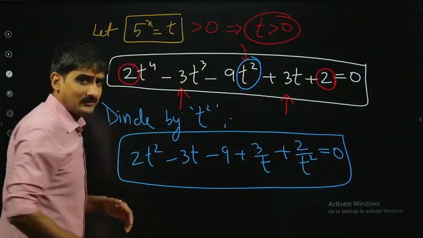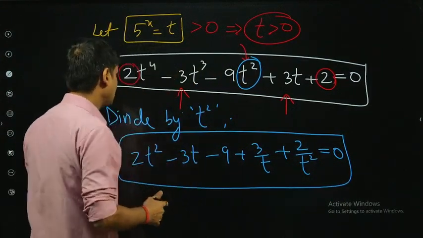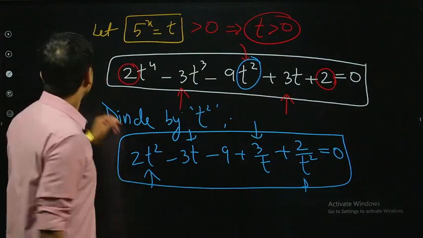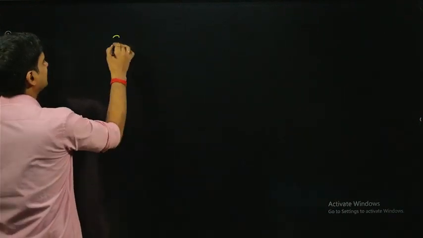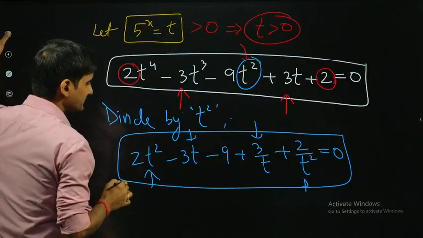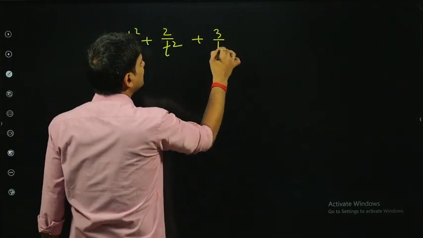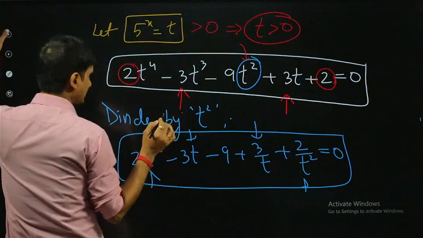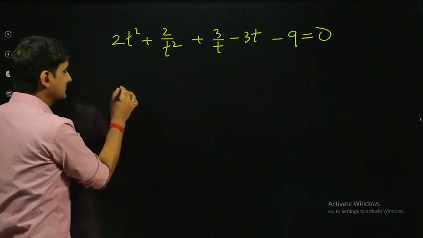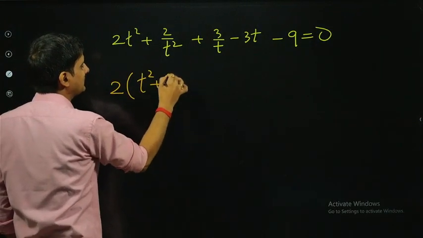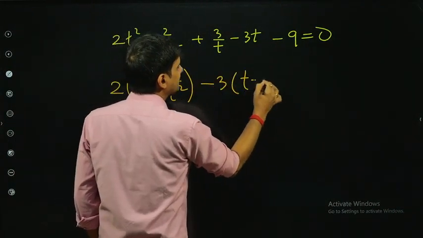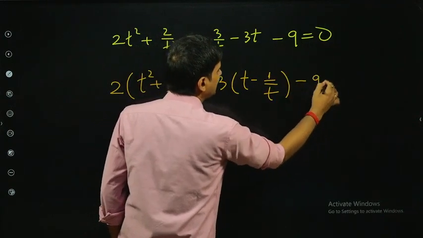Now see, we will collect the similar looking terms like t square here, 3 by t here, and t here. So let's now collect those terms. So it is 2t square plus 2 by t square, and then it is plus 3 by t minus 3t, and then I think it's 9 minus 9 equal to 0. Now let's do it. So 2 common, so it's t square plus 1 by t square. If I take minus 3 common, so it's t minus 1 by t minus 9 equal to 0.